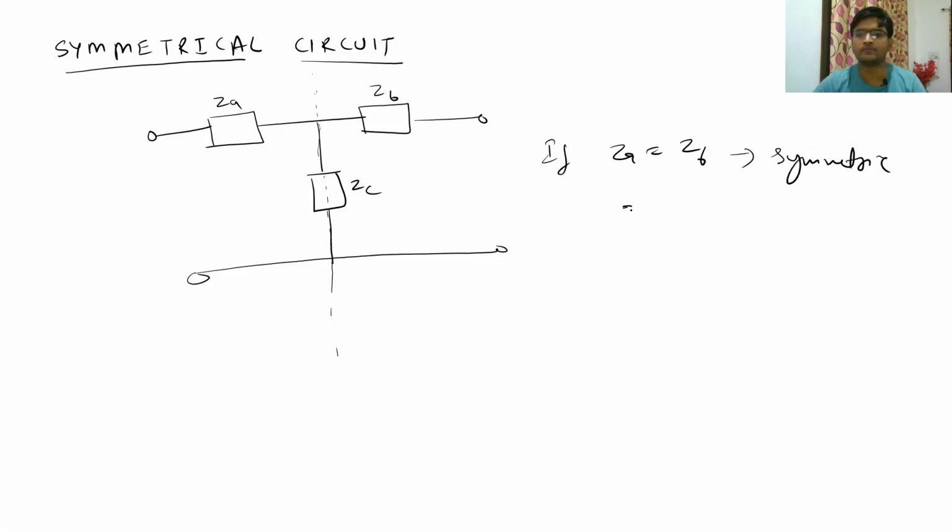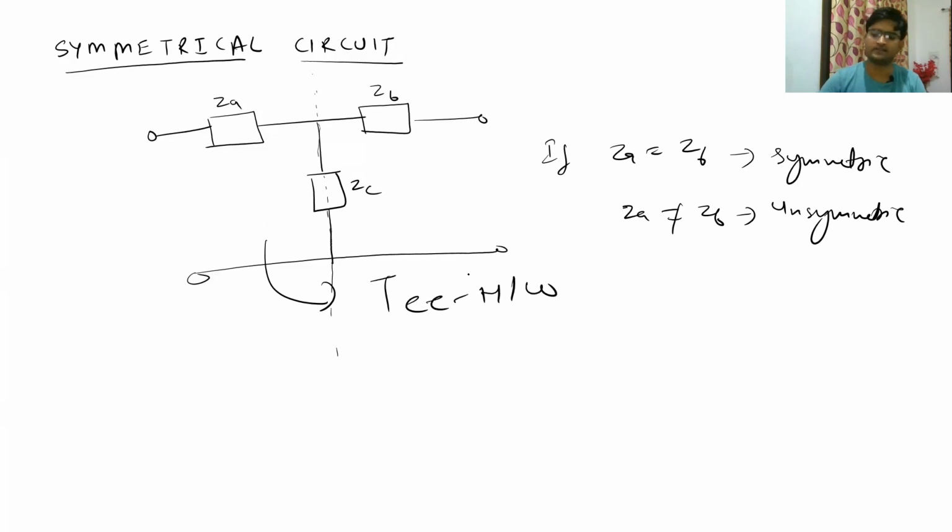And if ZA is not ZB, then we will call it an unsymmetric circuit, right? So the circuit should be exactly the same from the center in the left side and in the right side. So this is the definition of a symmetric circuit. This kind of circuit is called a T network. Let us see what a pi network looks like.